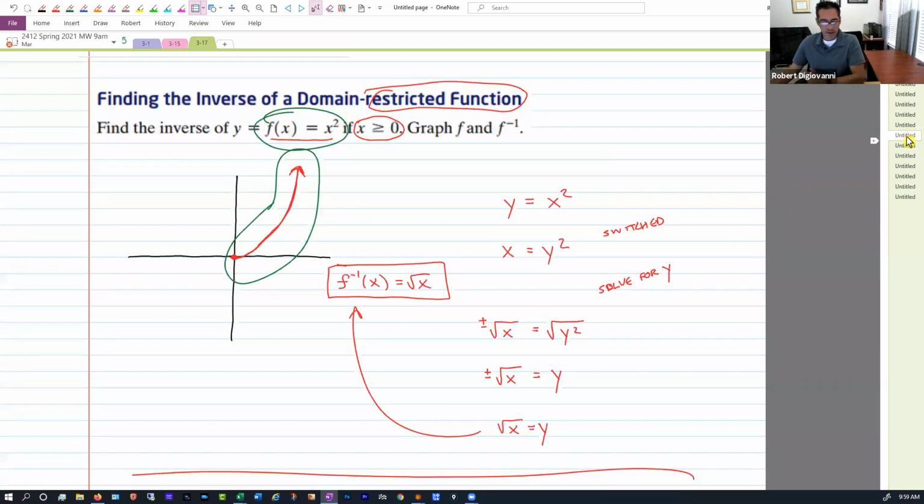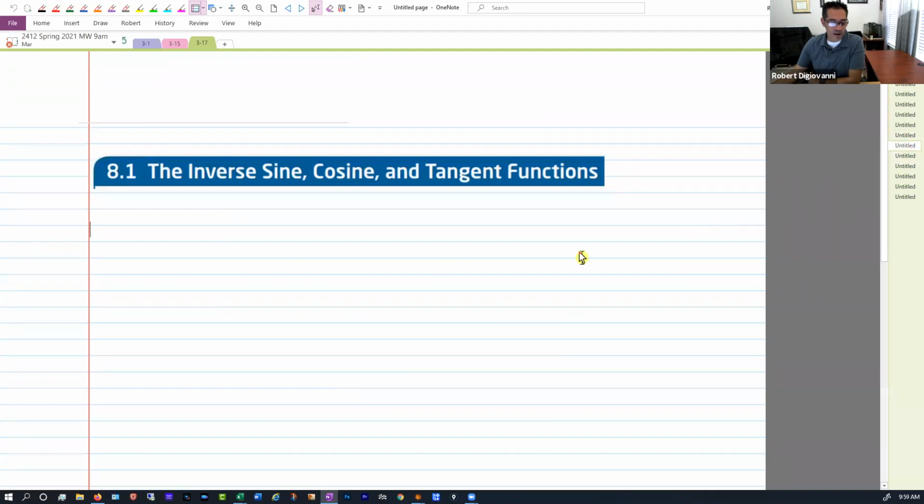Okay, that's it. That's it for that section. We're ready to get into why we talked about all of that. Well, because now we're ready to talk about the inverse sine, cosine, and tangent functions.